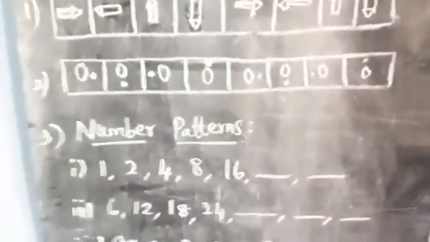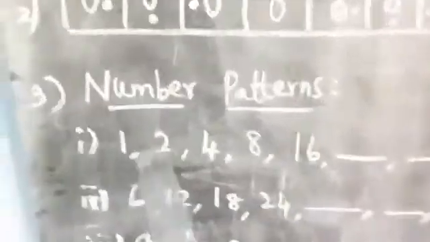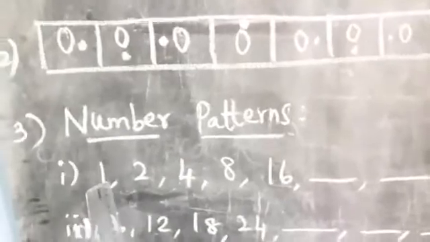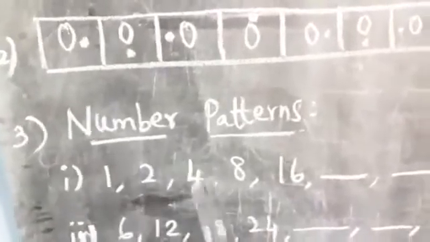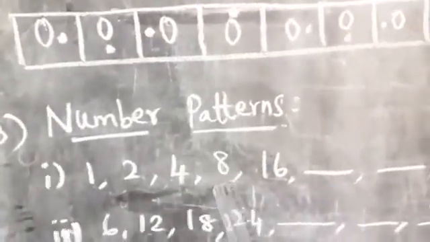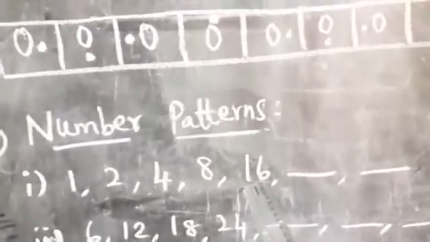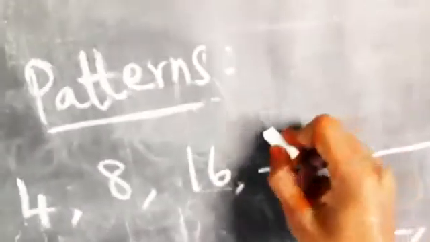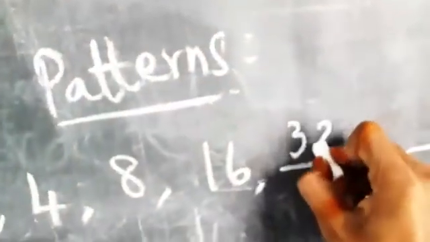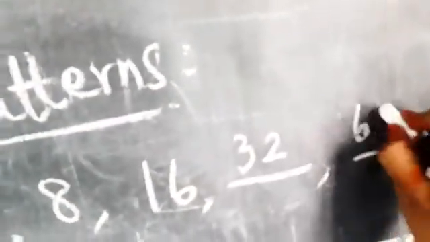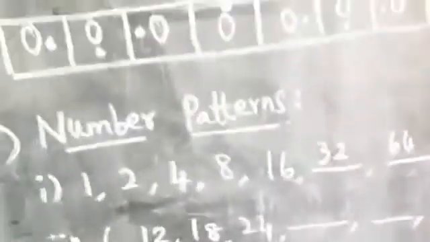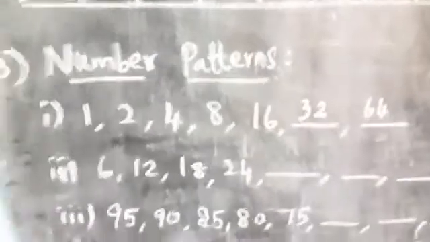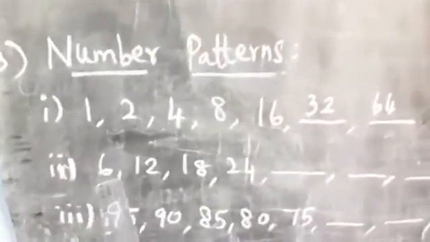The numbers pattern also. Here look at 1, 2, 4, 8, 16. 1 2s are 2, 2 2s are 4, 4 2s are 8, 8 2s are 16, 16 2s are 32. Then 32 2s are 64. Just multiplying each number by 2. Here look at the second example.